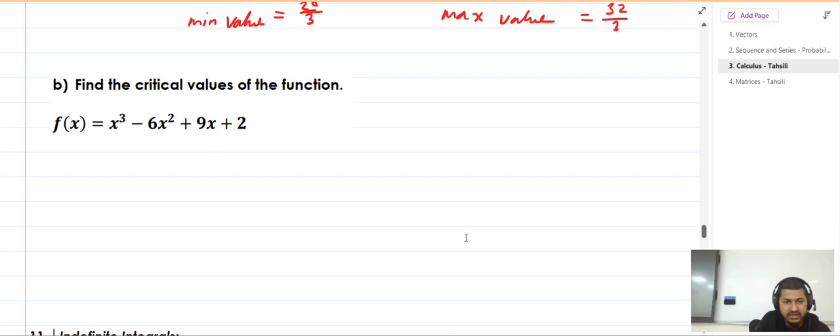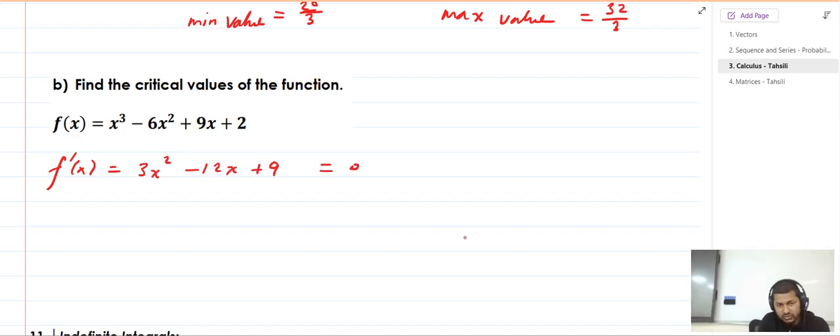Find the critical values of the function. So we'll find f prime of x, and we'll just stop at the x value. So x cubed gives 3x squared, because the derivative: 3 times 1 is 3, reduce 1 from the power, minus 12x plus 9, which is equal to 0. We need to write this in standard form. We can divide the entire equation by 3. So we got x squared minus 4x plus 3 is equal to 0.